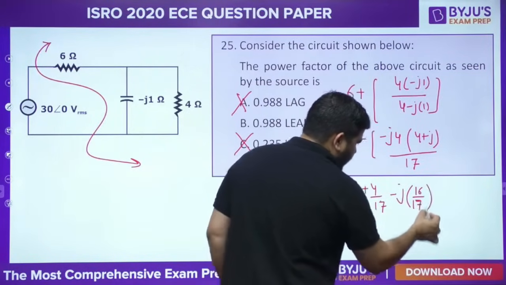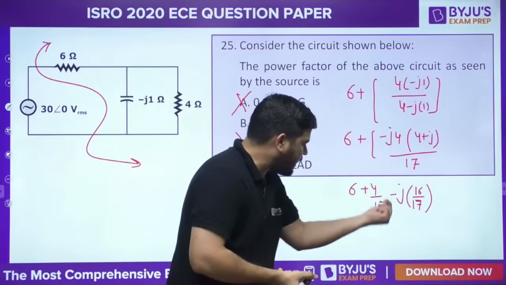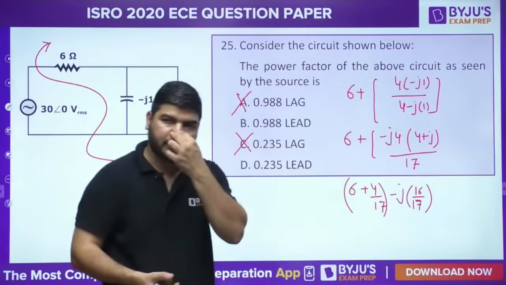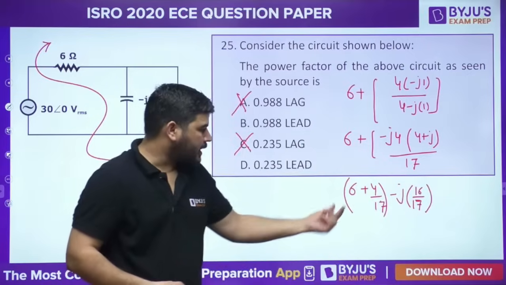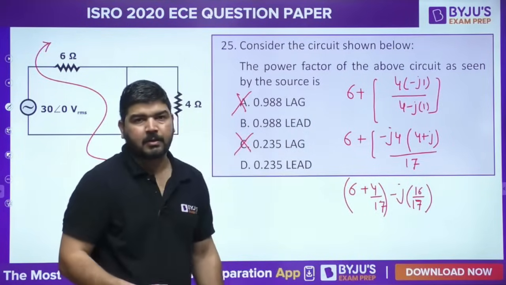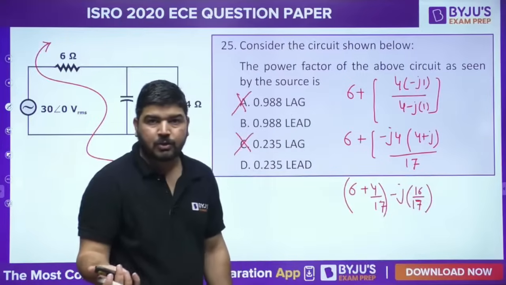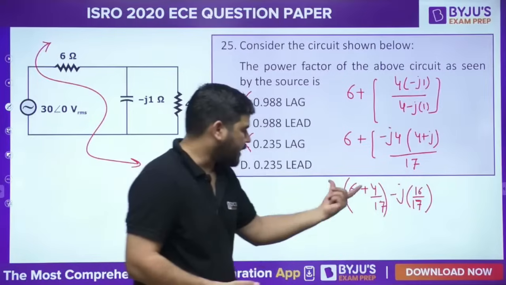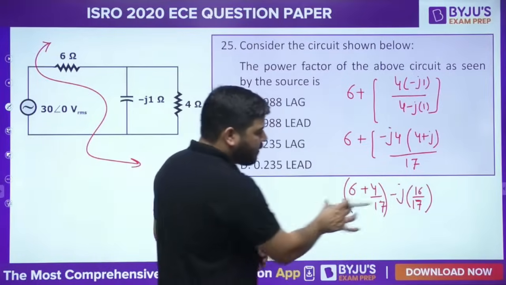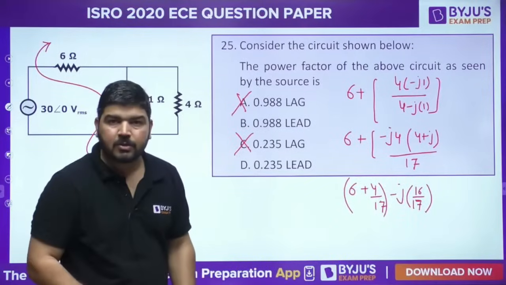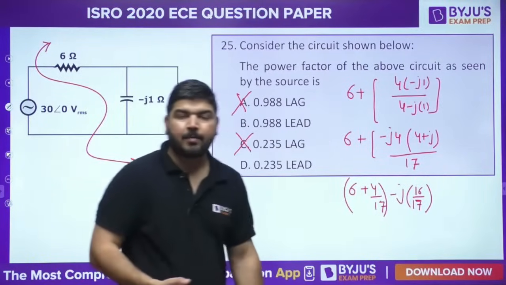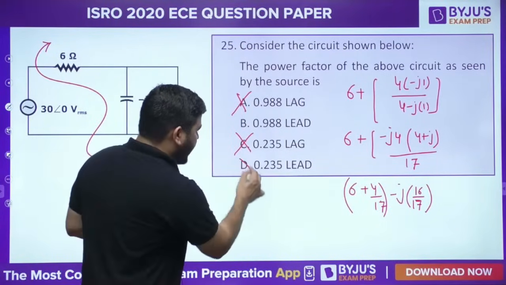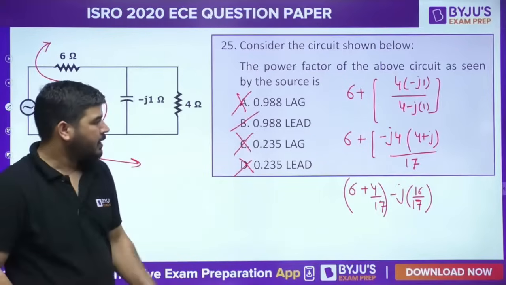You can see that this quantity is approximately 6 point something, and this quantity is approximately 0.9 something. It means the real part is much greater than the imaginary part. So power factor will be leading, that's for sure, and it will approach 1 because the real part is more than the imaginary part. If real part and imaginary part are equal, then the power factor is 0.707. If the real part is greater than the imaginary part, then the power factor will be towards the unity side. So in leading, this cannot be the correct answer. Answer is Bombay. Okay, answer is Bombay.